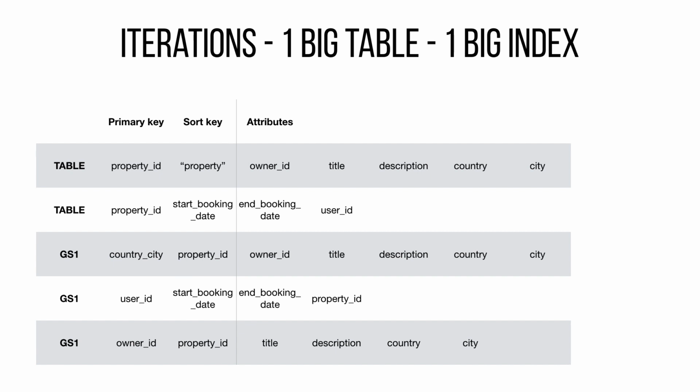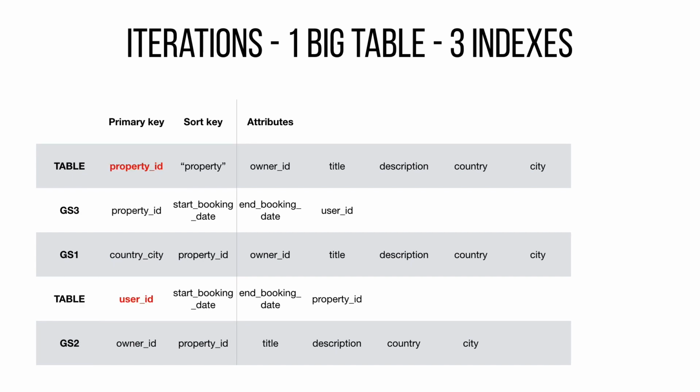Another iteration I did was to have one index and one table, and this one didn't even make it to implementation, because keeping an index and projecting indexes with different primary keys and sort keys is very complex. So I was like, no, this is very hard.